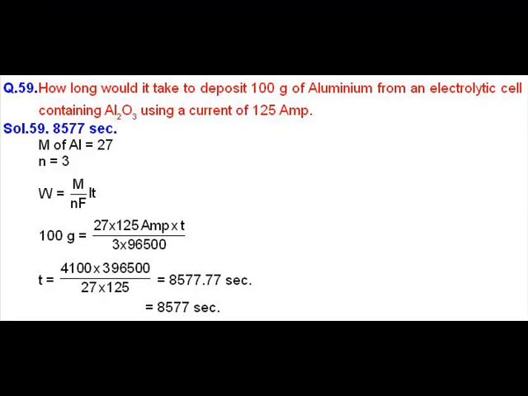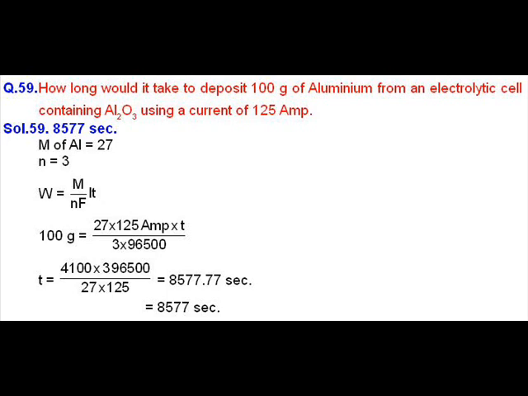Hello everyone, we are going to discuss question number 59 from MTP 3rd. Here we have to find out the time that would be taken in order to deposit 100 gram of aluminium from an electrolytic cell, and we are using a current of 125 ampere.